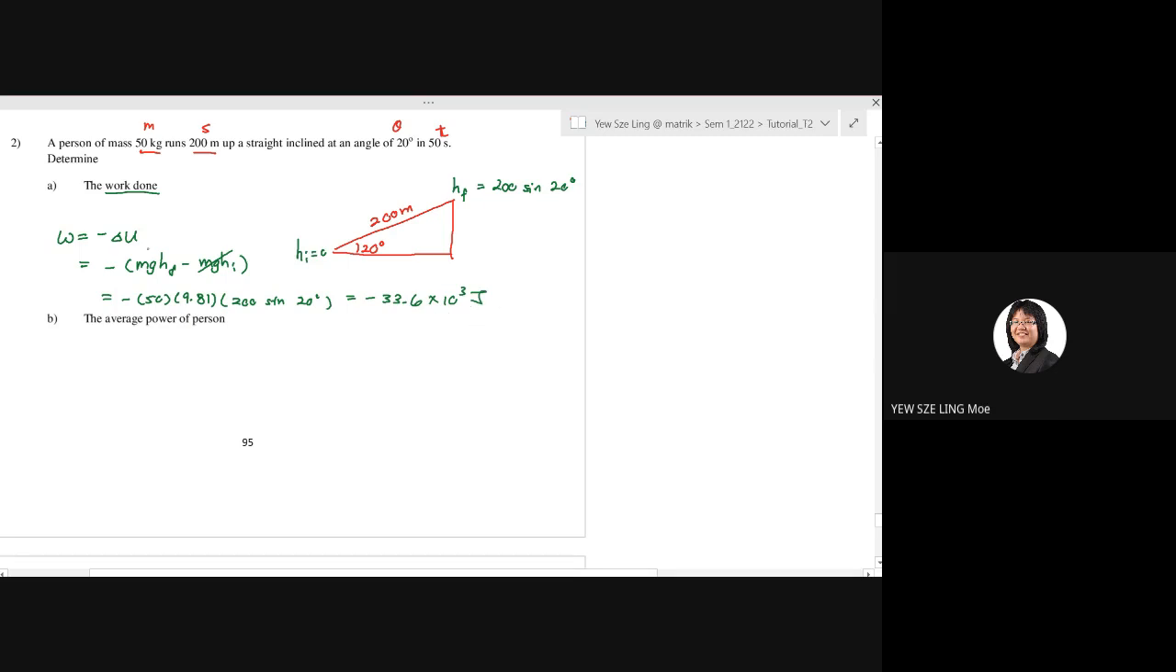So how do I know that I'm going to apply W equals negative delta U? Because now I have the change in height, and other than that, I don't have any other information. I don't have the total force acting on the object. I don't know how many forces are acting on my object right now. I don't know whether it's moving with a constant velocity or constant acceleration and so on. But what I do have is that it is changing its position, from h equals 0 to h equals 200 sine 20 degrees. So from there, I can determine the work done. All right, so work done equals negative delta U.